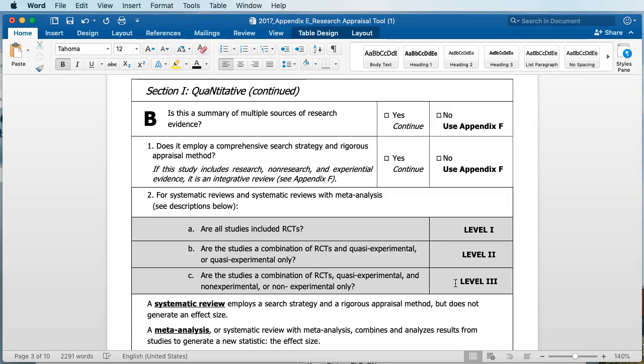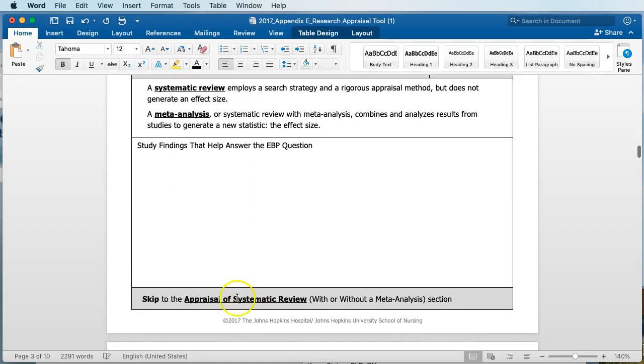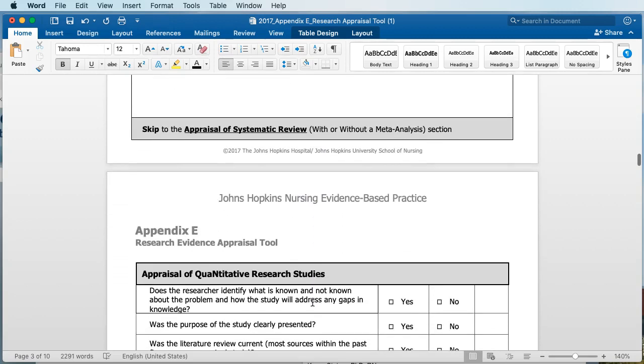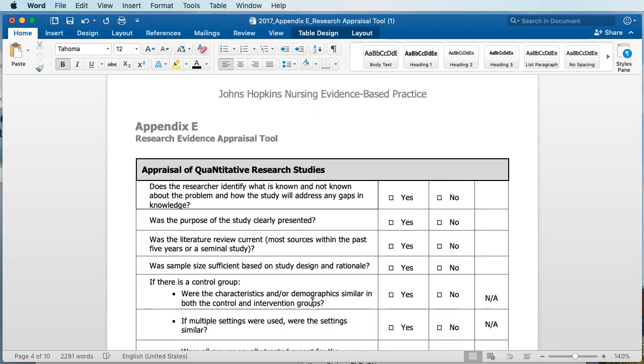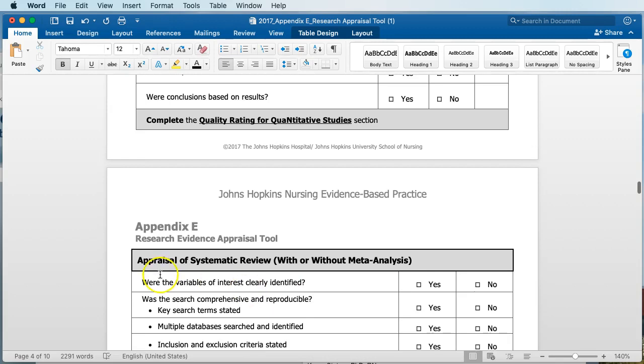But the person writing the systematic review, the researchers that went out and brought all of this data together, are providing you with this information. Again, what study findings help, and now you have to appraise the systematic review. So we go through, this says quantitative studies. I do not fill this in. Do not fill it in because it's not the area. I now go to appraisal of systematic review.